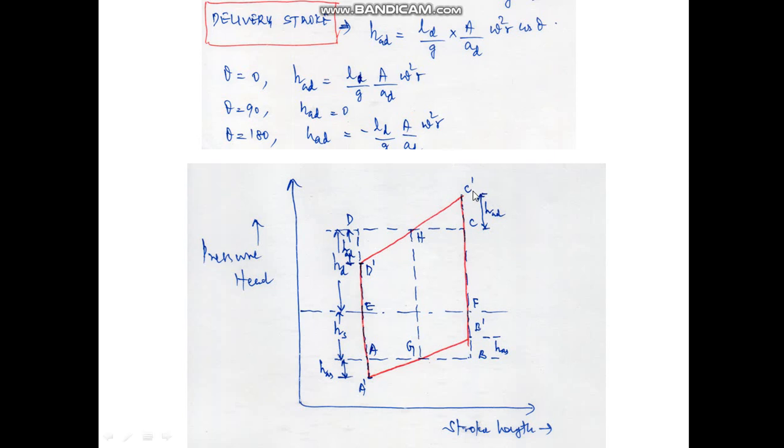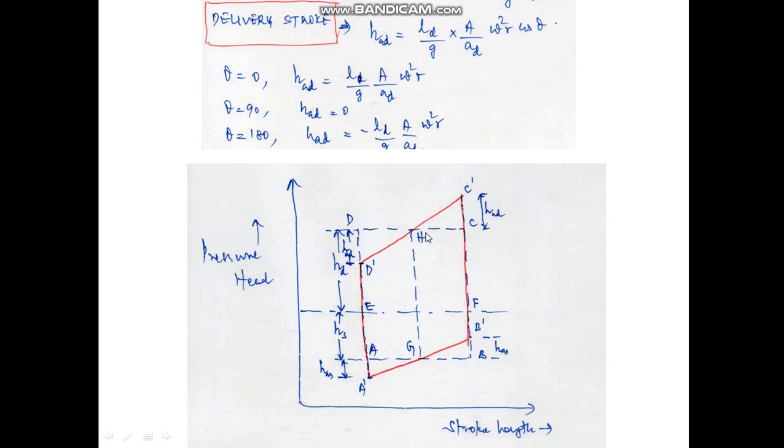So A dash, B dash, C dash, D dash represents the new indicator diagram, and that is a diagram by considering the effect of acceleration head. And you just look at the change in area. Here, A dash G is added to the area, whereas here G B dash is eliminated. And these two areas are same. Area A dash G equal to area G B dash. So, net effect, there is no change in the area.